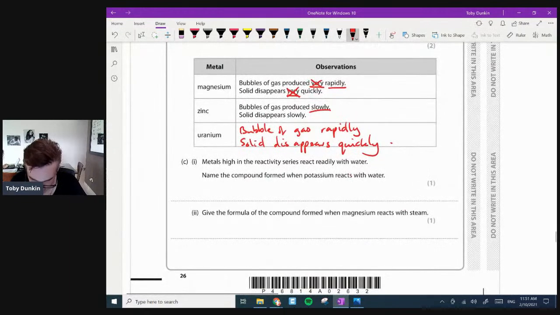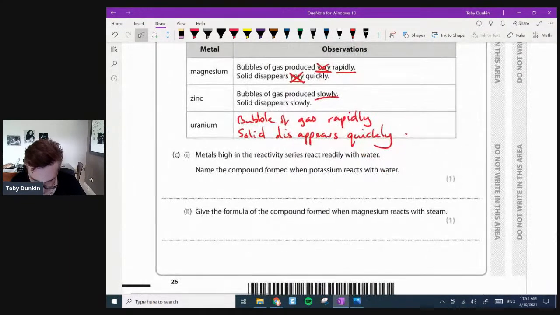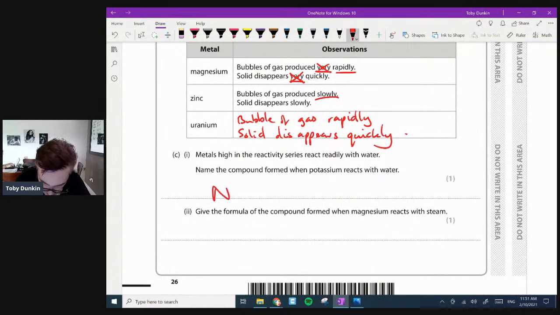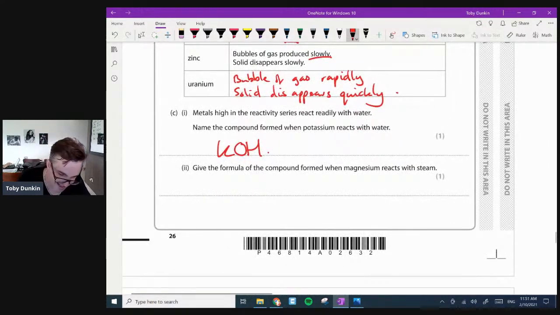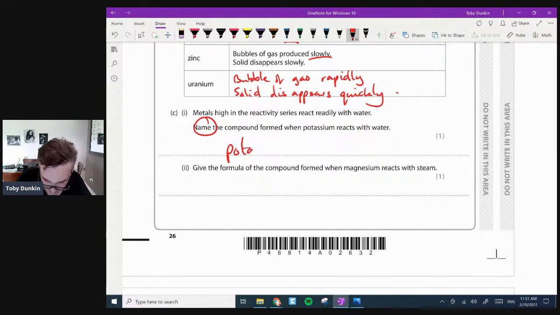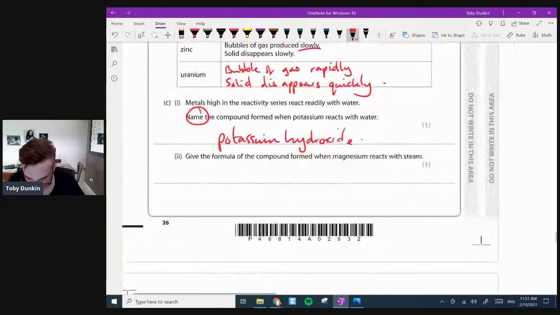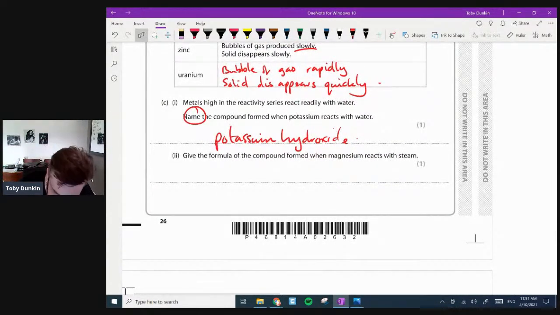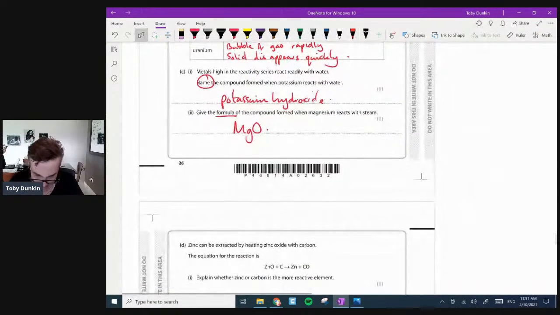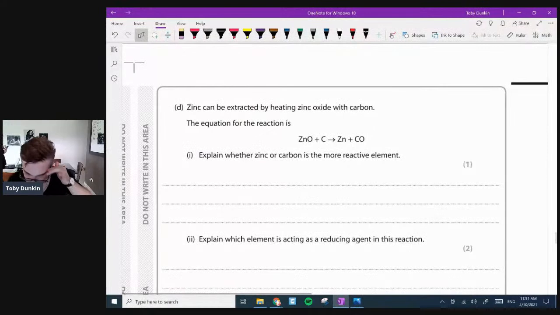Metals high in the reactivity series react readily with water. Name a compound formed when potassium reacts with water. Oops, gotta be careful. Potassium hydroxide, KOH. Give the formula. Oh, name, and there you go. I did it, didn't I? Potassium hydroxide. Gotta watch out for that. It's so easy. Give the formula of the compound formed when magnesium reacts with steam. You get magnesium oxide. You don't get magnesium hydroxide because it's with steam.